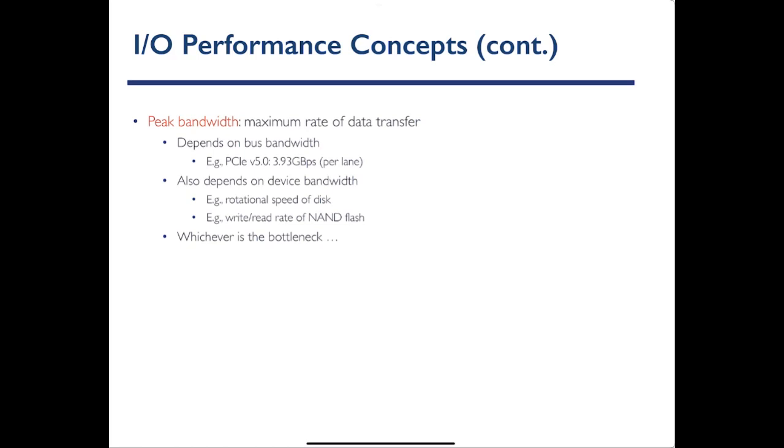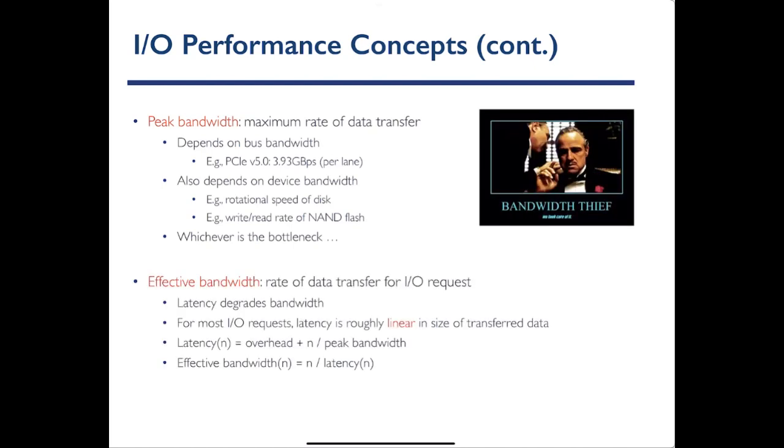So if the device is slower, your peak bandwidth would be identified by the device. If the bus that connects your device to the rest of the system is slow, then you're limited by that bus. Whichever is the bottleneck would identify your peak bandwidth. Now, peak bandwidth is not usually the most important factor in your system. Usually, we're interested in the effective bandwidth. So what is effective bandwidth?